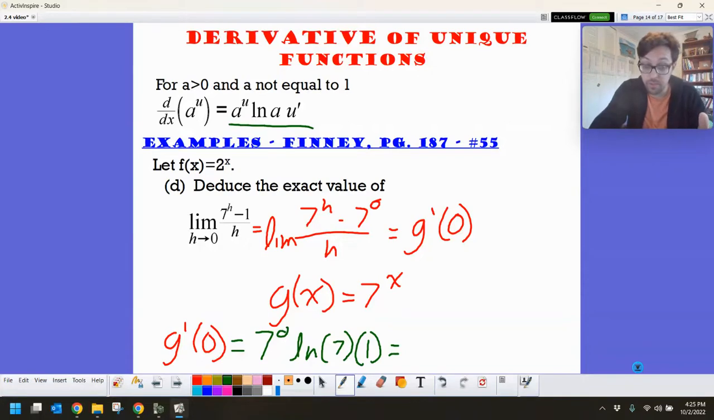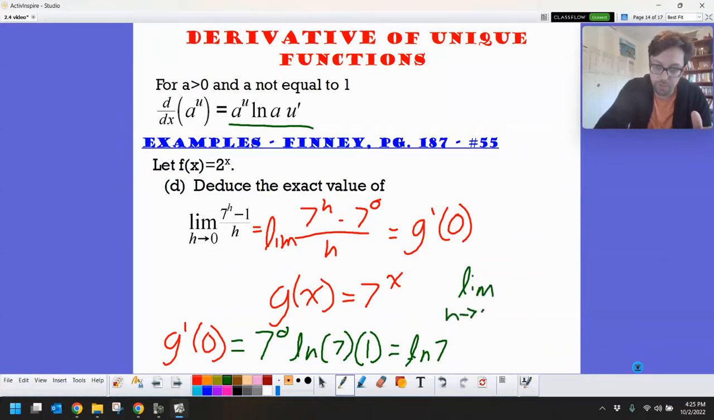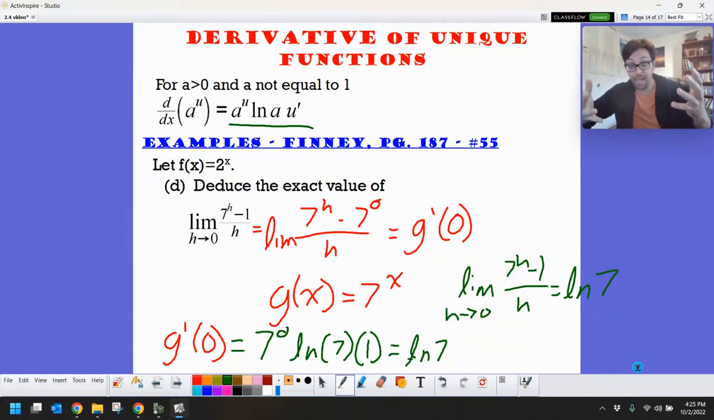So 7 to the 0 is 1. So this is the ln of 7. So we can say that the limit as h approaches 0 of 7 to the h minus 1 over h equals the ln of 7. Ha ha!